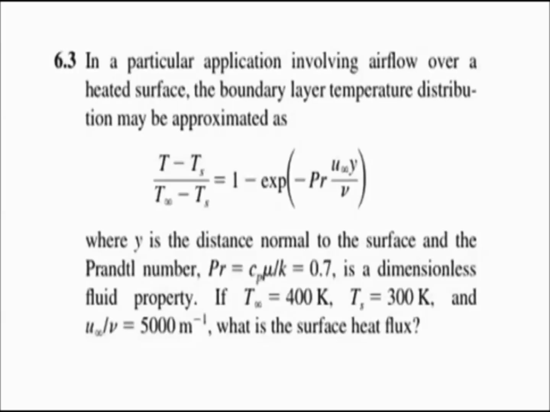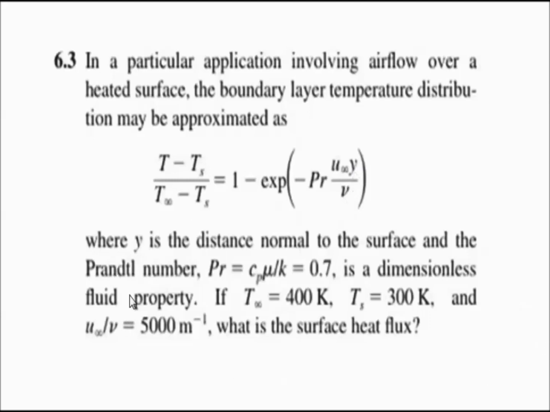Now let's take a look at problem 6.3. In problem 6.3, we have a particular application involving airflow over a heated surface. The boundary layer temperature distribution is approximated by the following. So we have (T minus Ts) over (T infinity minus Ts) is equal to 1 minus the exponent of negative Pr times U sub infinity Y over nu.